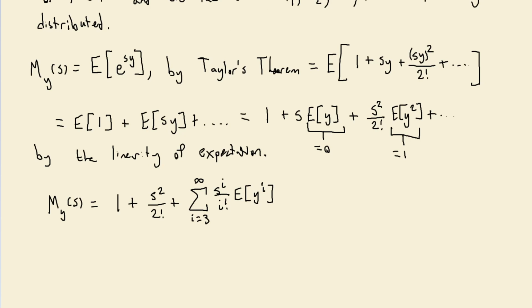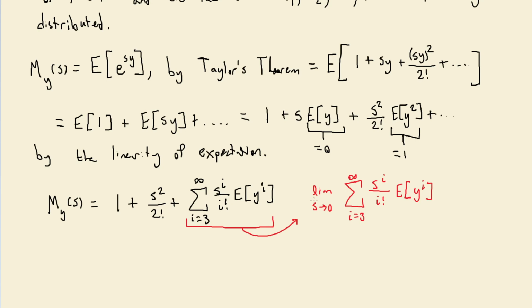And now one key thing to note here before we move forward is what is going to be the limit of this expression here, just this summation. I guess I should be more clear. This summation right here as s tends towards 0. What's the limit as s tends towards 0 of this summation here from i equals 3 all the way to infinity of s to the power of i over i factorial multiplied by the expected value of, or the ith moment of y?